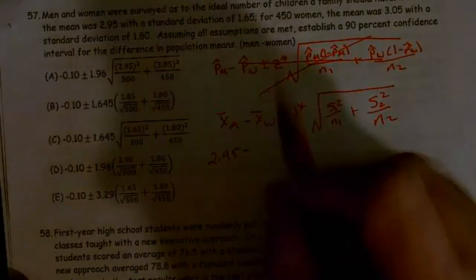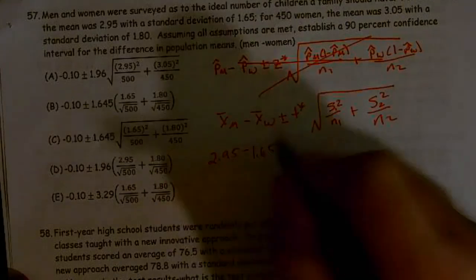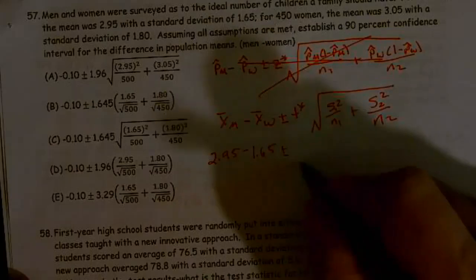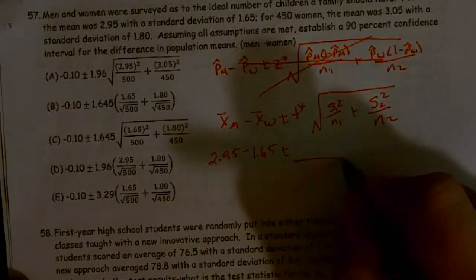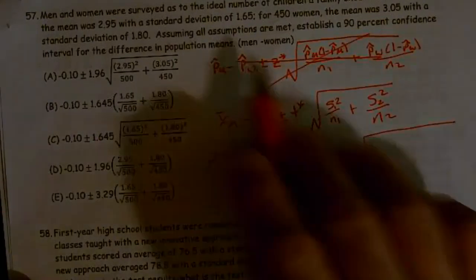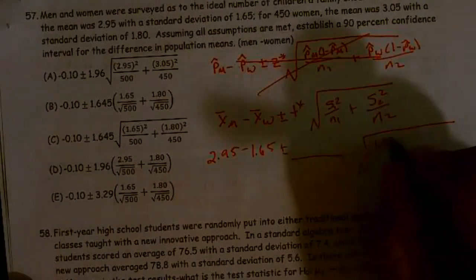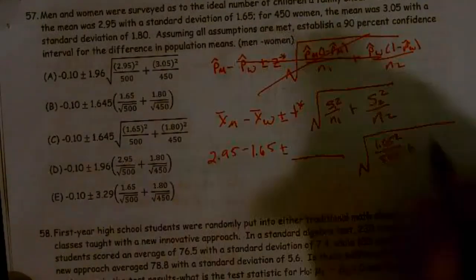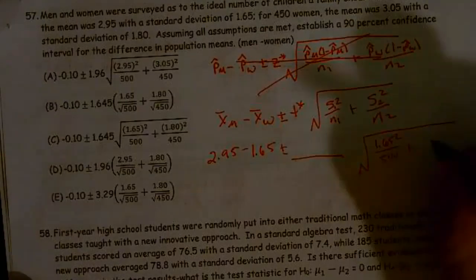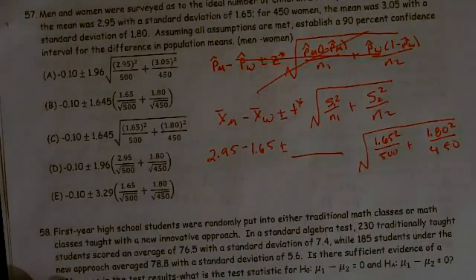And we have a sample standard deviation of 1.65 for the men, and for the women... We'll leave out T star for a moment. We'll have to calculate that. And then we're going to have to go to sample standard deviation of 1.65 squared over 500 plus, for the women, it was 1.8 squared over 450. All right.